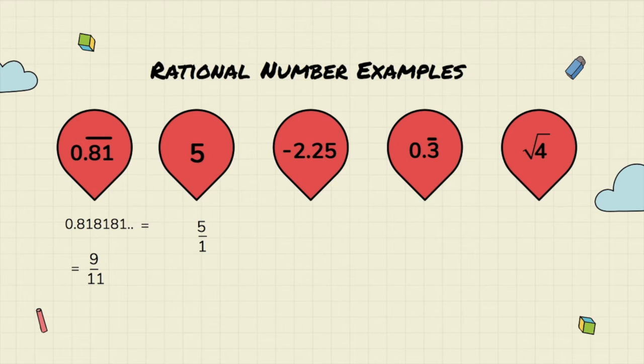Then we have negative 2.25. We can rewrite this as the mixed number fraction negative 2 1/4, which can be turned into negative 9/4. And since this is also a fraction, it's also considered a rational number. Then we have 0.3 repeating, which can be written as 0.3333, so on and so forth, and that can be turned into the fraction 1/3, which is also a rational number. Then we have the square root of 4, which we can simplify down to 2, and we can rewrite that as 2/1, and that is also a fraction, so it's also a rational number.